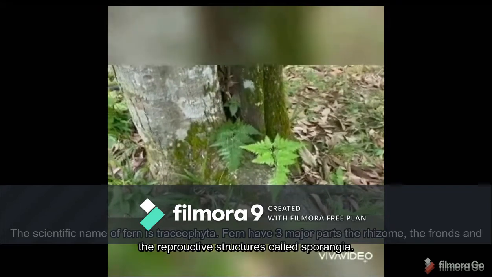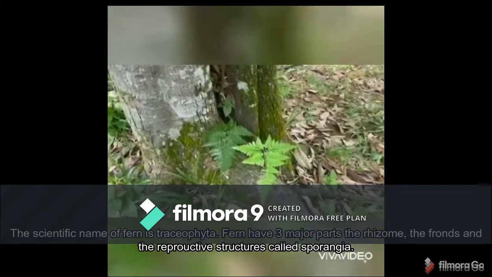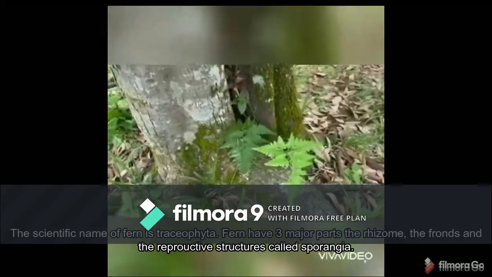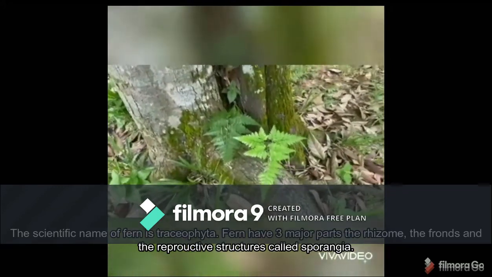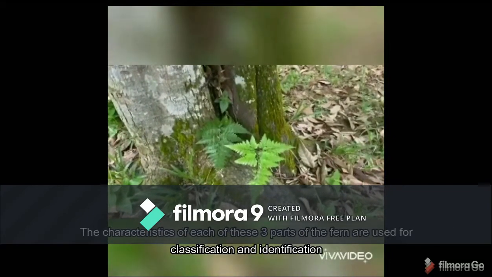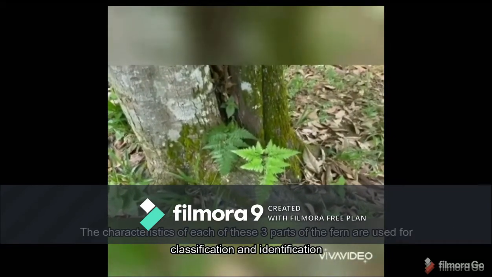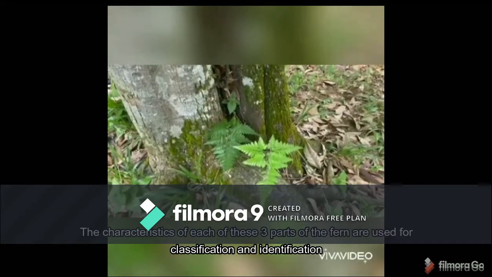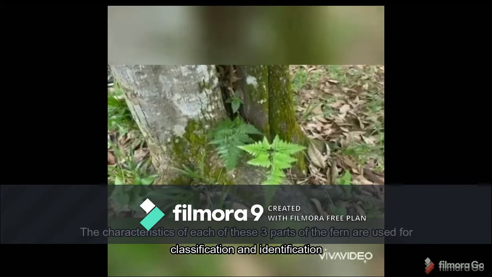Tracheophyta. Ferns have 3 major parts: the rhizome, the fronds, and the reproductive structure called sporangia. These 3 characteristics of these major parts are used for classification and identification.